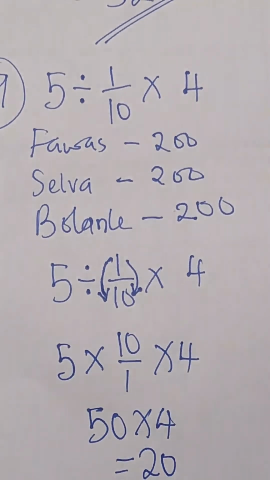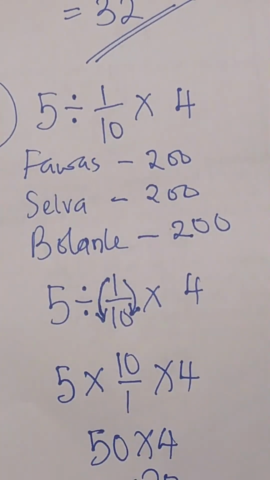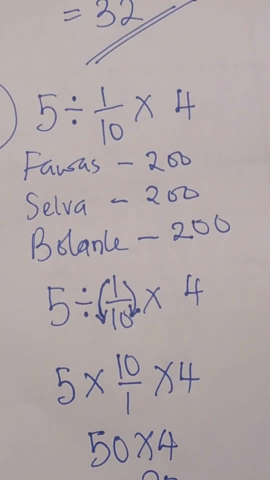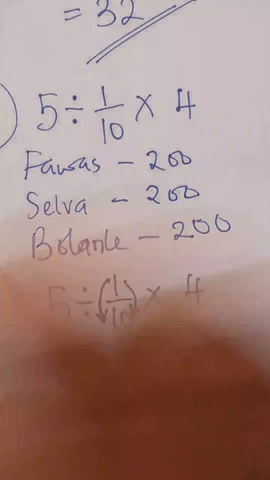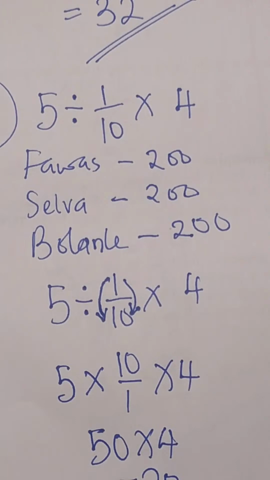All right. So from here, Fawas got it correct. So Fawas, cheers to you. Sia, you're welcome once again. Sia also, Fawas, Silva, Bolanle, and Sia. You guys are all correct. So cheers to everybody that solved correctly. I appreciate you guys a lot. Okay. So let's solve this.